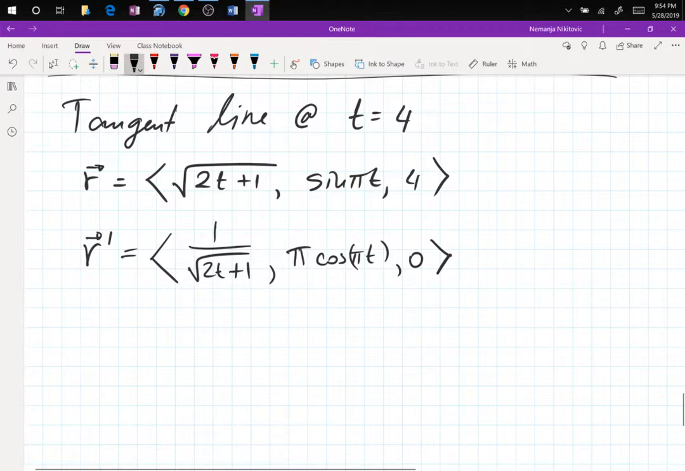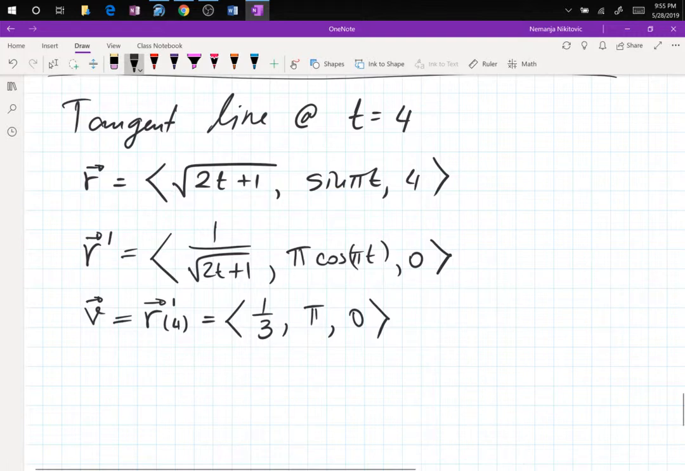And we can just plug in 4 for vector v. It's any vector in that direction, so whether it's scaled or not scaled, it doesn't matter. So when we plug in 4, vector v is equal to r prime at 4. There we go. So that's going to be 1 over 3, cosine of 4 pi is 1, so that's pi, and this is a 0. So we have our vector v.